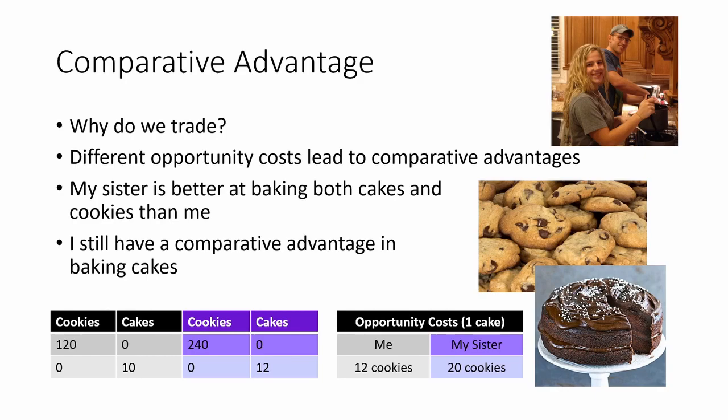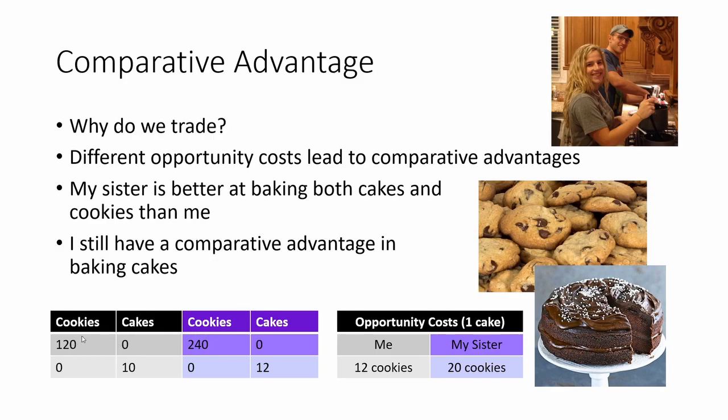We used the example of me and my sister baking goods to bring to a party, right? We said that I could bake 120 cookies or 10 cakes, and my sister could bake 240 cookies or 12 cakes. So the opportunity cost for me of one cake was 12 cookies, and for my sister, the opportunity cost of one cake was 20 cookies.